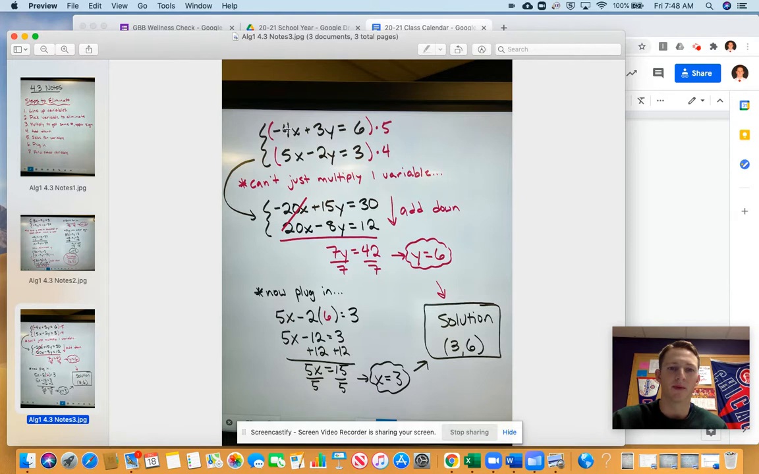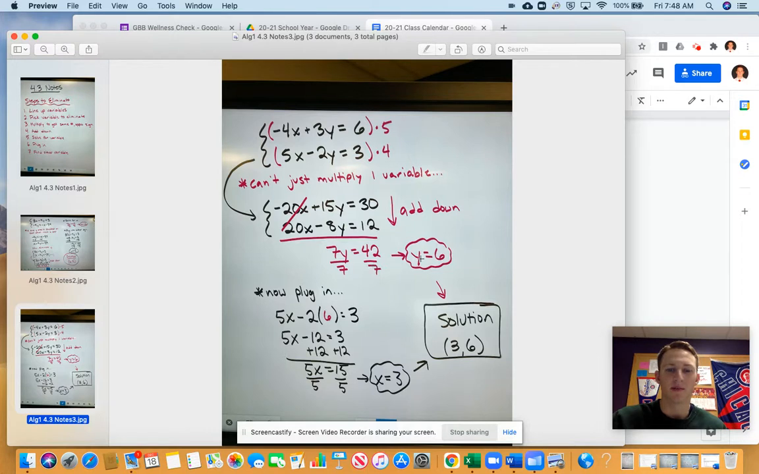So we're going to multiply the top by a 5 and the bottom by a 4, so just the opposite numbers. So now on top, we're going to have negative 20x plus 15y equals 30 because we multiplied everything by 5. And then positive 20x minus 8y equals 12. So we multiplied everything in here by 4. Now we have the same number, opposite sign. That's going to eliminate. We just add straight down, so 7y equals 42.